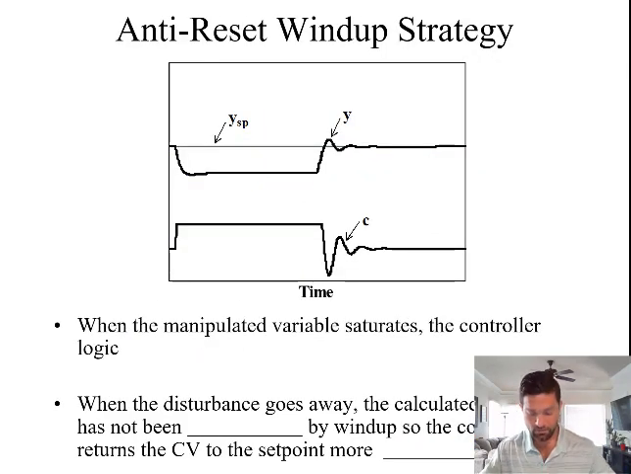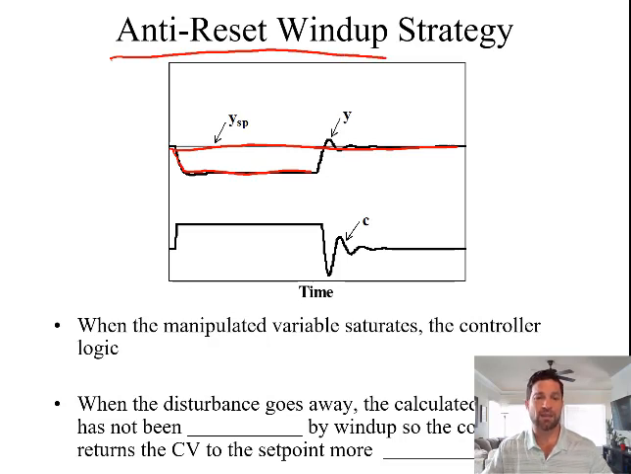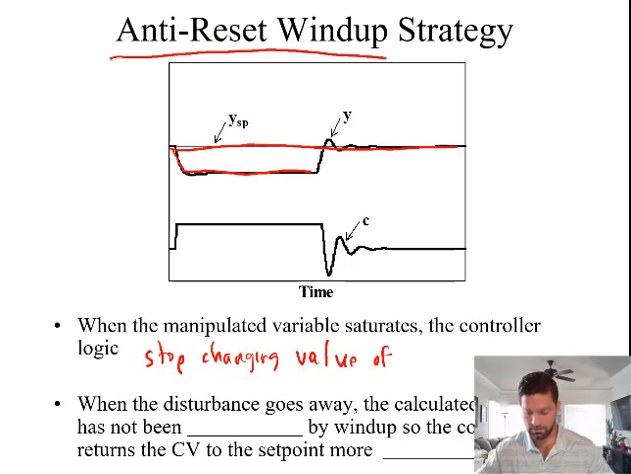So our strategy for anti-reset windup: here we're going to look at the same plot where we have our set point, and then there's some sort of disturbance that affects the system. In this case, with an anti-reset windup strategy, when the manipulated variable saturates, the controller logic is going to stop changing the value of the integrated error.